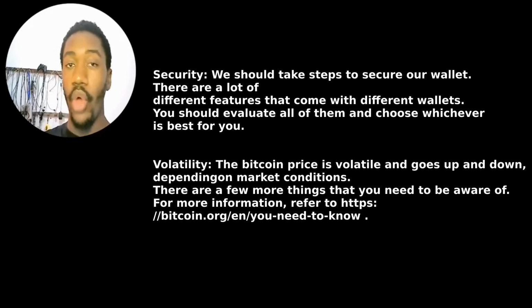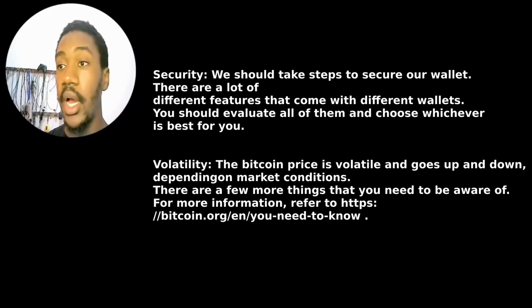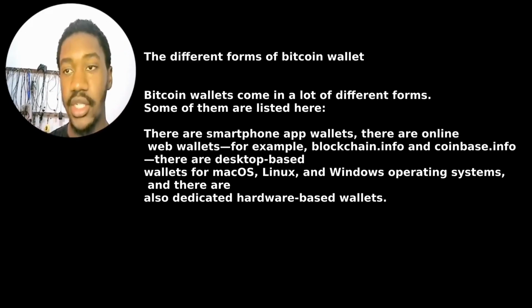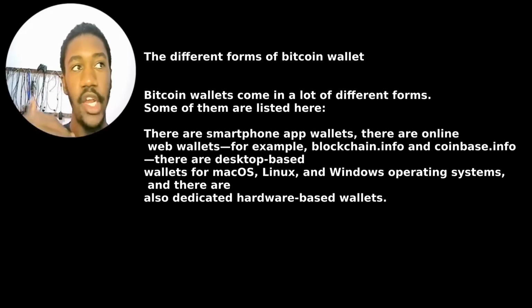We also have volatility. The Bitcoin price is volatile and goes up and down depending on the market conditions. And there are a few more things that you need to be aware of to make better decisions. The different forms of Bitcoin wallet. Bitcoin wallets come in a lot of different forms.